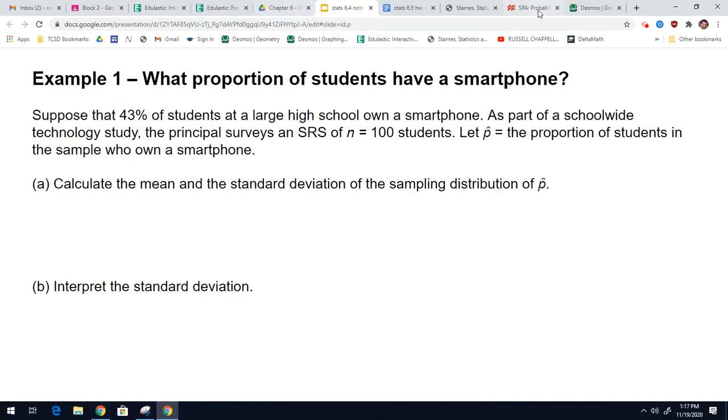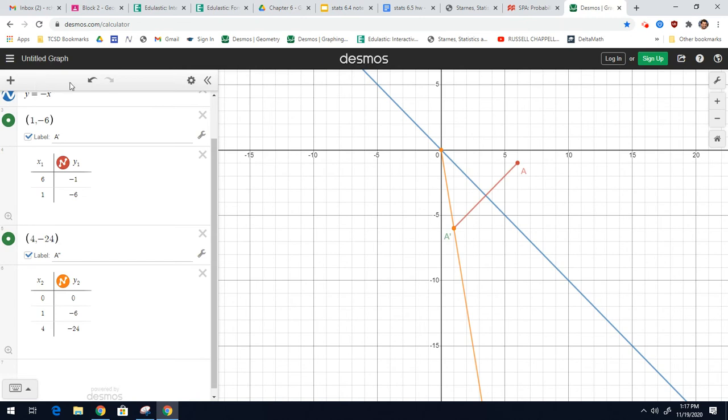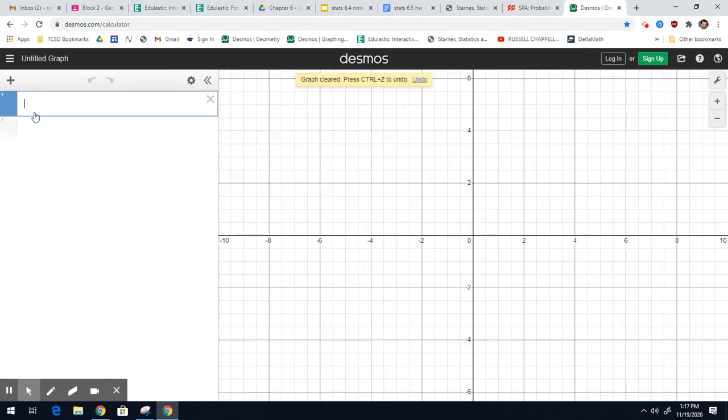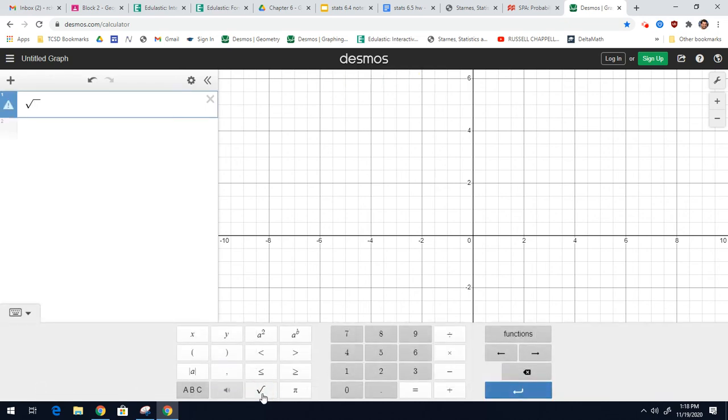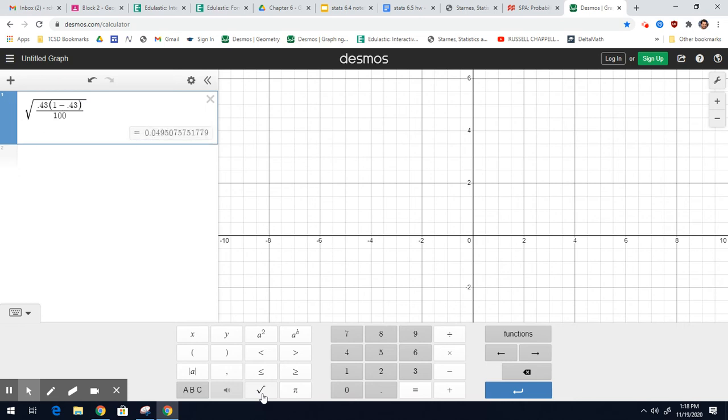Okay, so let's go to Desmos Graphing Calculator. Let me clear what I'm working on here. So the first thing I would do is find that square root. Again, remember it's here, square root. And then I would press the fraction bar right away. So there's my two pieces, right? Now we're going to type in 0.43, parenthesis 1 minus 0.43, close parenthesis. That's the top. Hit the arrow button down, and here goes your 100 inside.